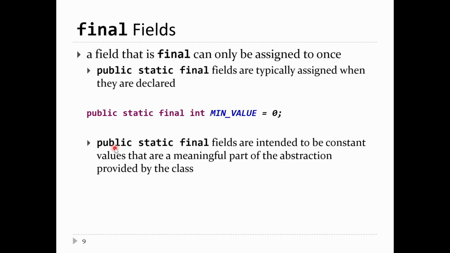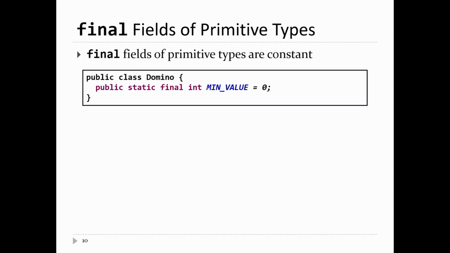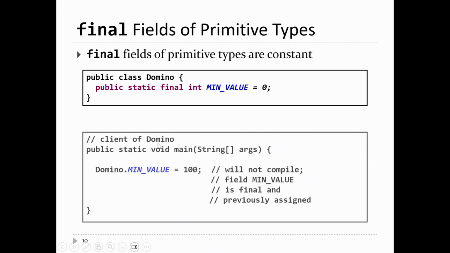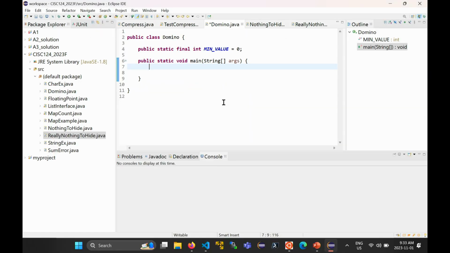Normally, a public static final field is meant to be a constant value that is meaningful to whatever your class is trying to represent. We're trying to implement a Domino class, and the fact that there's a minimum value for each domino makes sense. So we can have a field called minValue. That's part of our Domino class. If you try to change the value of minValue somewhere else, the compiler will refuse to compile your code, and this includes inside the class itself.